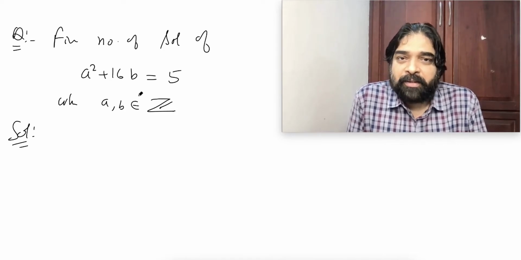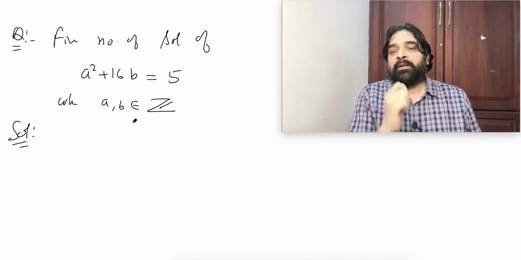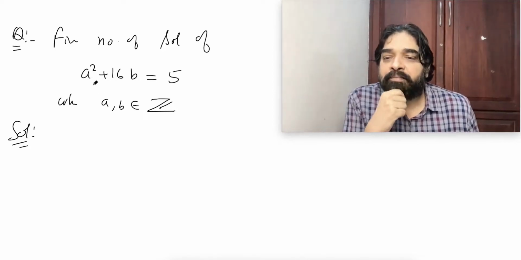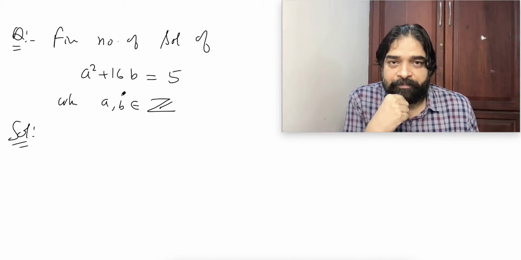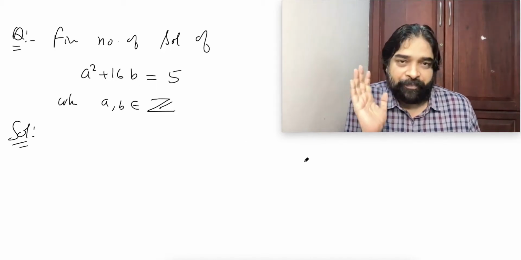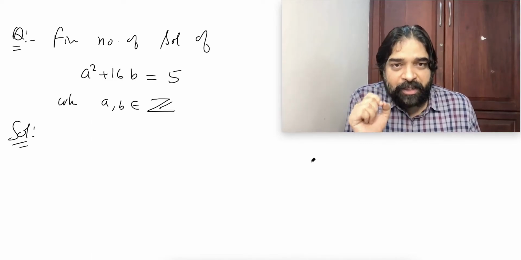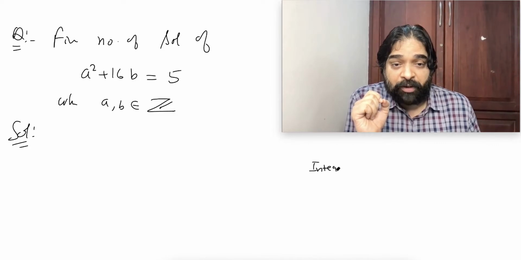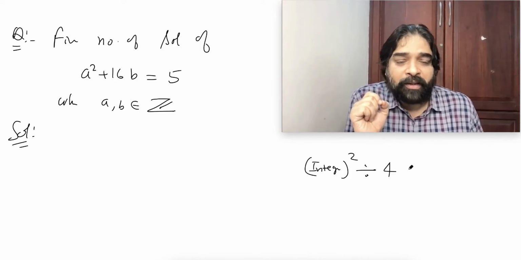That logic is actually very powerful. It's not a simple thing. Try to understand. Look, concentrate on this equation: a square plus 16b equal to 5. First thing, tell me, if any integer is squared and divided by 4, what will the remainder be?